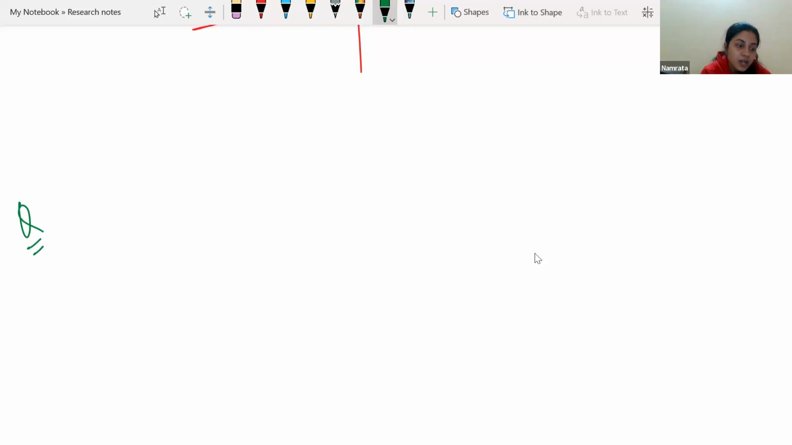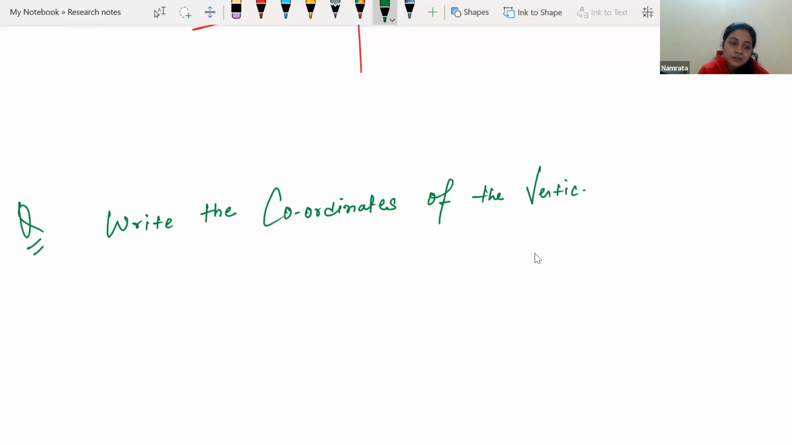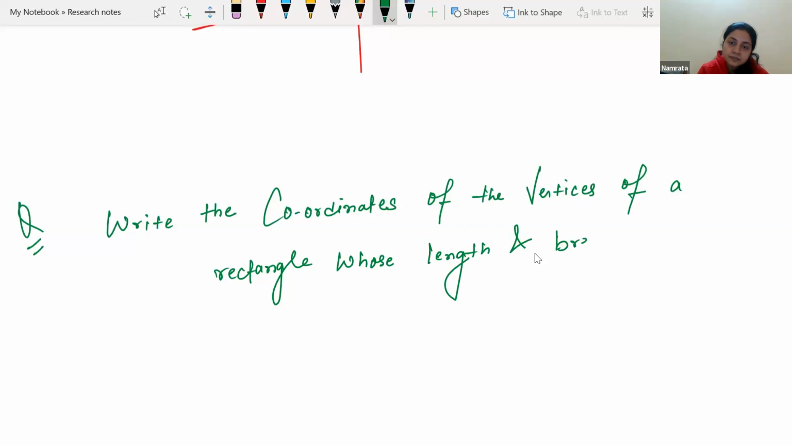Okay, one long answer type question. Take your time. For this one I'll be giving 5 minutes, and let me know whether you can do it or not. Write the coordinates of the vertices of a rectangle whose length and breadth are 6 and 3 units respectively.